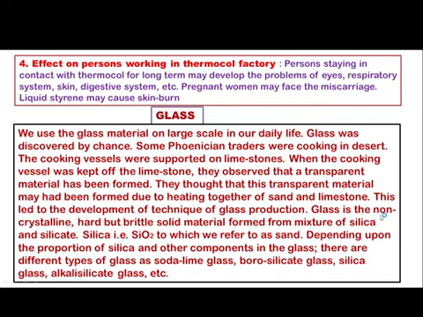Glass is a non-crystalline, hard but brittle solid material formed from a mixture of silica and silicate. Silica, that is SiO2, we refer to as sand. Depending upon the proportion of silica and other components in the glass, there are different types of glass such as soda lime glass, borosilicate glass, silica glass, alkali silicate glass, etc.